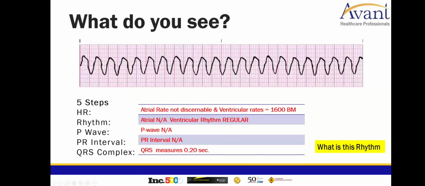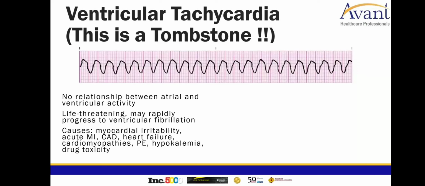What do we call this? You guessed it. It's ventricular tachycardia. VTach. Now, something important. First of all, there's no relationship between the atrium and ventricles. The atriums are just not even in the picture at all. Ventricular tachycardia is life-threatening and needs immediate intervention. The approach is dependent on whether there's a pulse versus no pulse. This is important. This could be an NCLEX question if you get this rhythm.